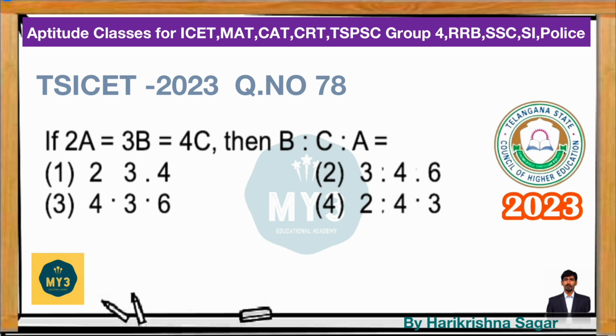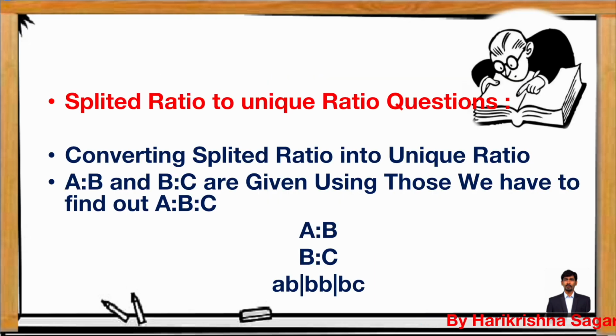If you observe the question here, if 2a is equal to 3b is equal to 4c, then what is b is to c is to a is the question. To solve this question, first of all, you need to have a clear idea on the ratios questions. I want to discuss a very simple trick to tackle this type of questions. Let's jump into the trick.